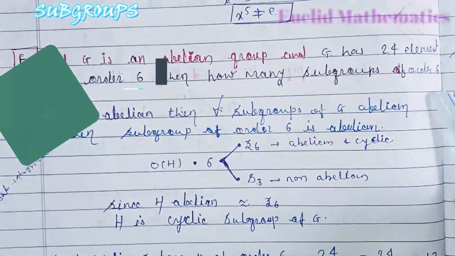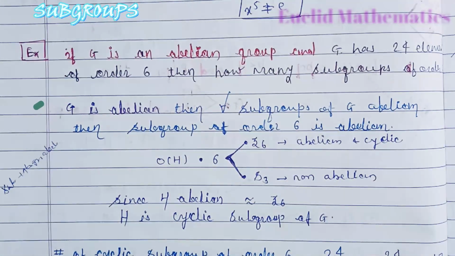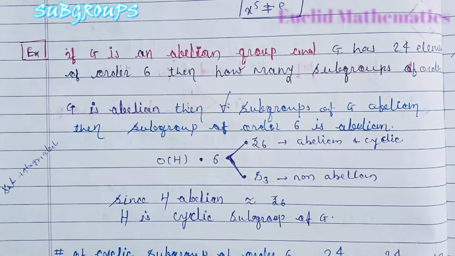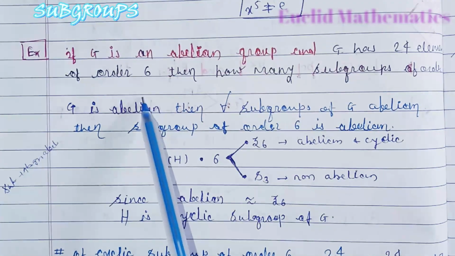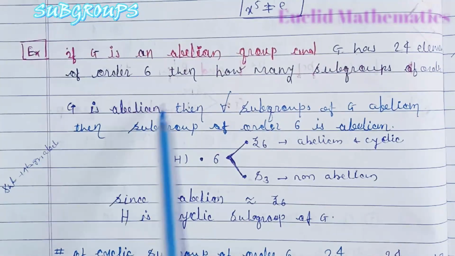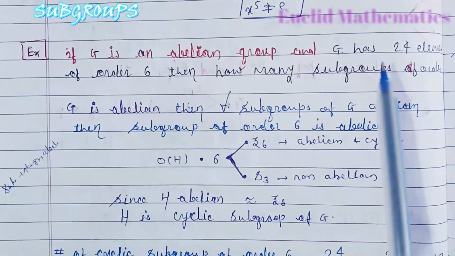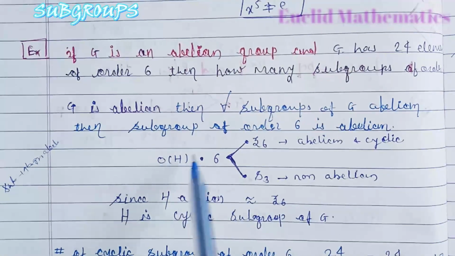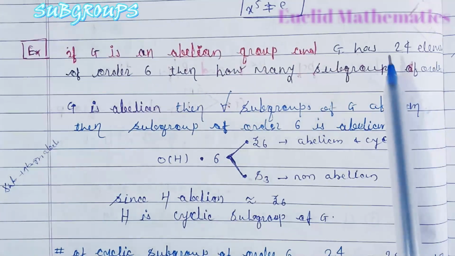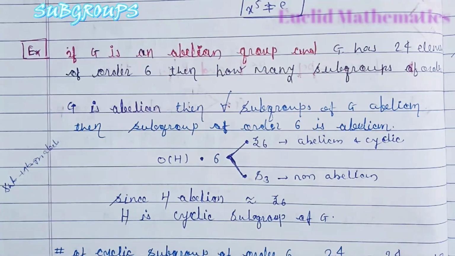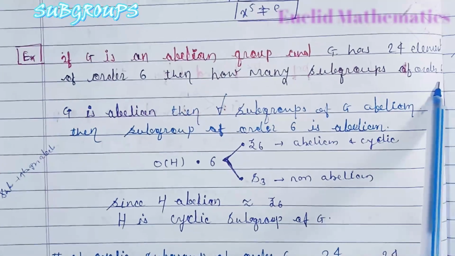Now, if G is abelian, then all its subgroups need to be abelian, because if the group is abelian, all subgroups are abelian. If the group is cyclic, then all its subgroups are abelian and cyclic. Here G has 24 elements of order 6, and we want the subgroup of order 6. That means we have to consider a group H with the same order, and then find which group is isomorphic to our subgroup of order 6.